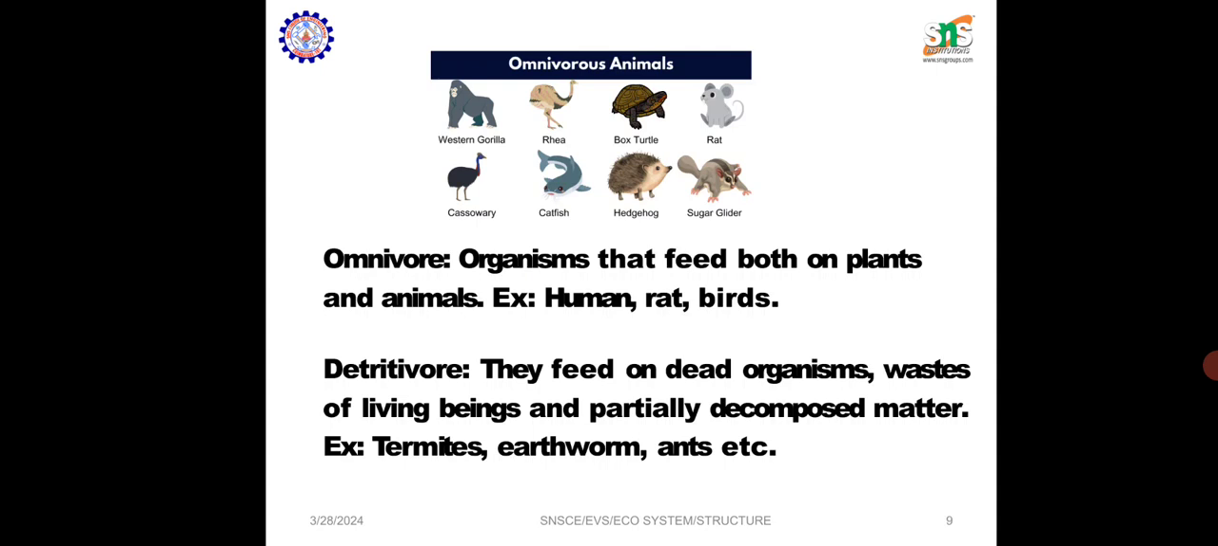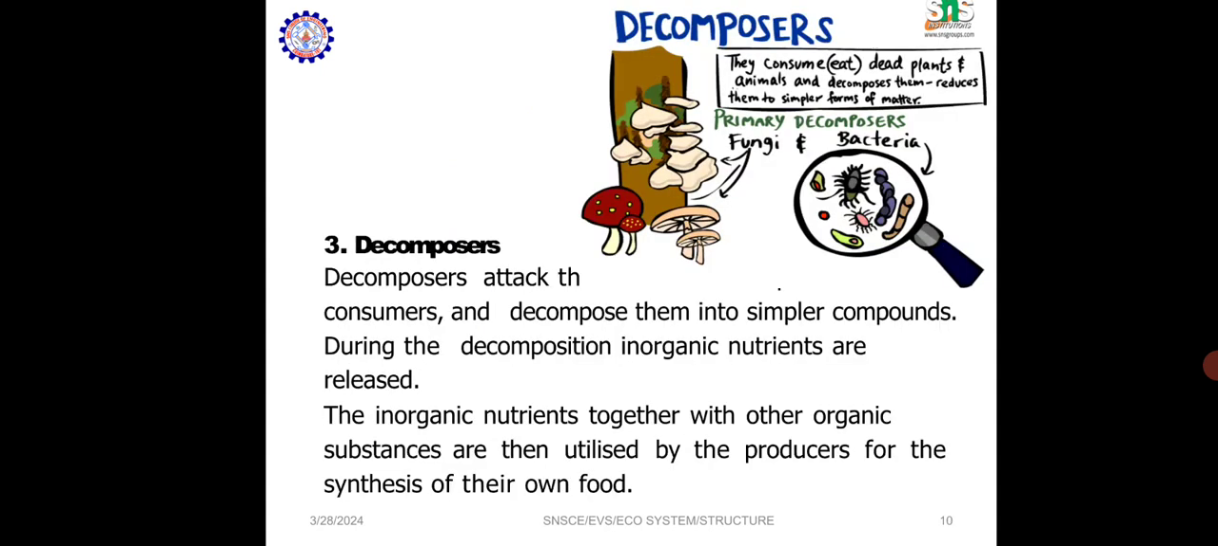Detritivores feed on dead organisms, wastes of living beings and partially decomposed matter. They live on dead animals or dead plants. For example, termites, earthworms and ants. These come under the decomposing organisms.